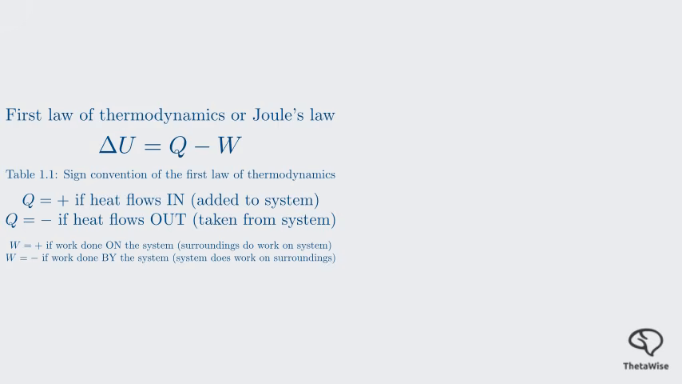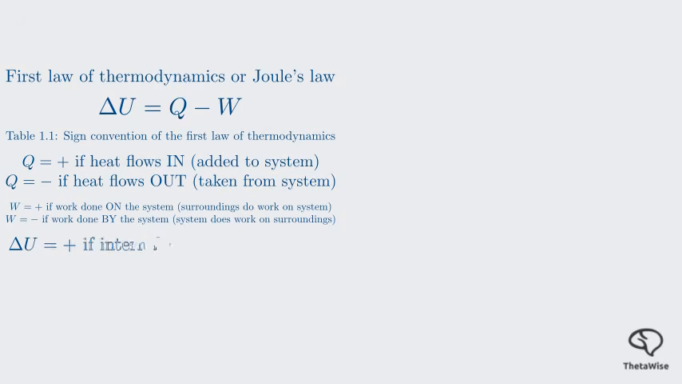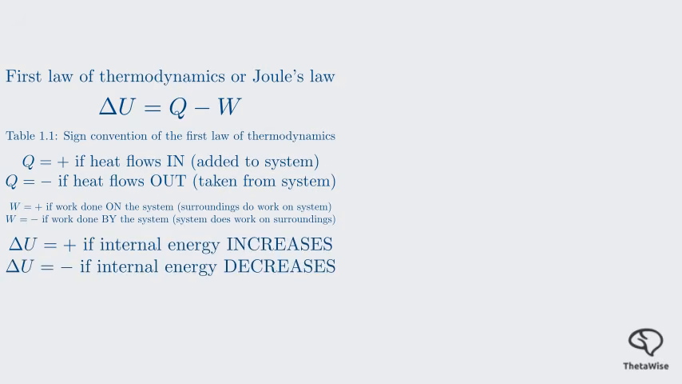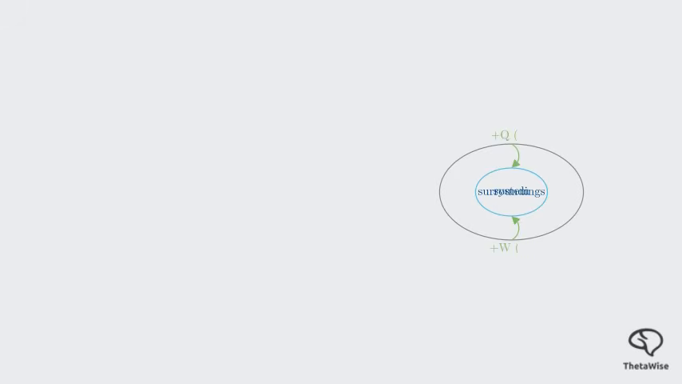This sign convention is sometimes debated, but this is the one used in your material, so we will stick to it. For the change in internal energy, dU, a positive value indicates that the internal energy of the system has increased. A negative value indicates a decrease. This diagram also provides a visual aid for the sign convention. Notice that positive Q and positive W are arrows pointing into the system, while negative Q and negative W are arrows pointing out. This visual representation can be very helpful.